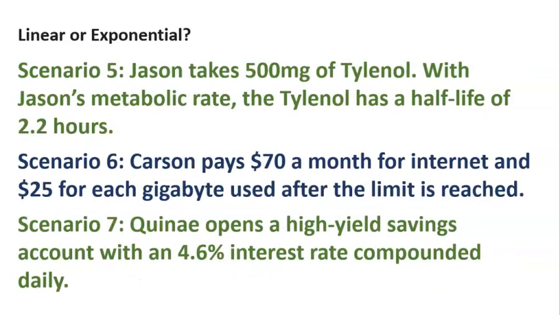Scenario 5 says Jason takes 500 milligrams of Tylenol. With Jason's metabolic rate, the Tylenol has a half-life of 2.2 hours. So what that means is that at 2.2 hours, that Tylenol is going to be half the amount. And then after another 2.2 hours, it's going to be half of that. So we're decreasing by that same ratio of 1/2, and so that's going to be exponential.